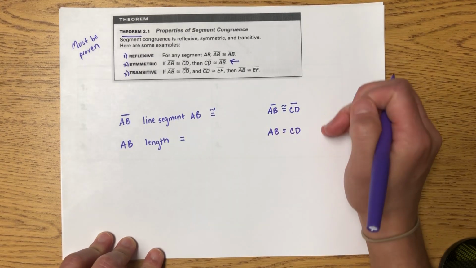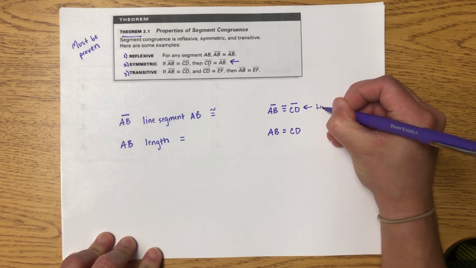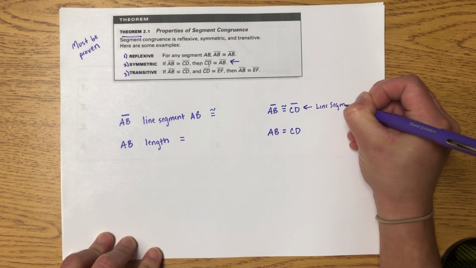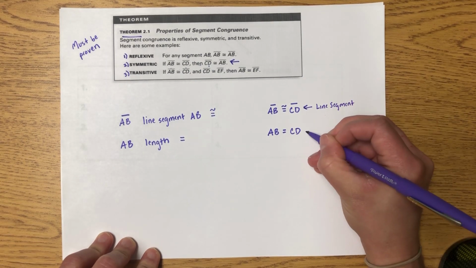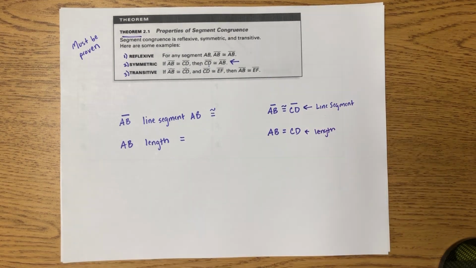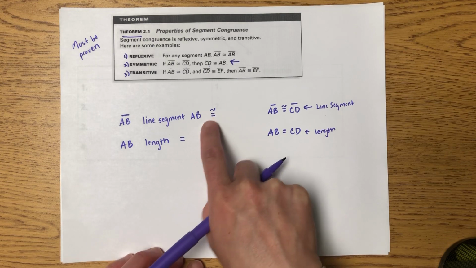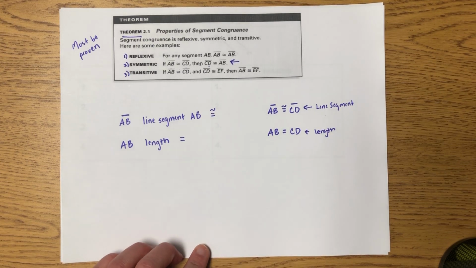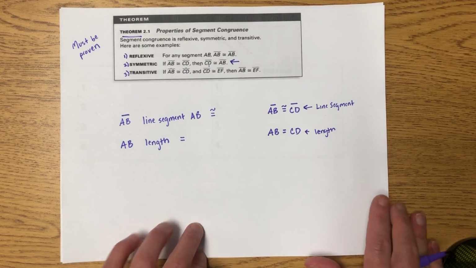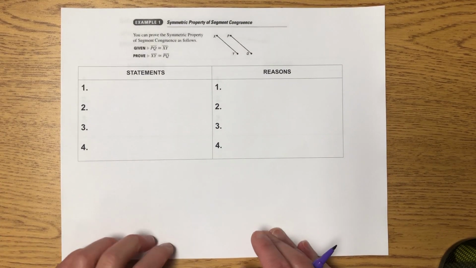Now this means the same thing, except in this case you're talking about a line segment, and in this case you're talking about a length. Okay? So make sure you understand the difference when you use the congruent symbol versus when you use the equal sign. So let's go ahead and look at the symmetric property of congruence first, and we'll go back to that. So let's look at this one.